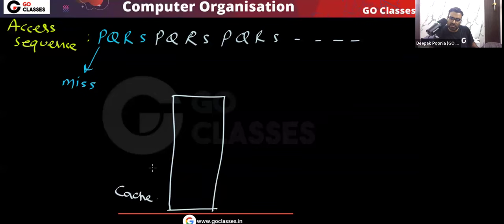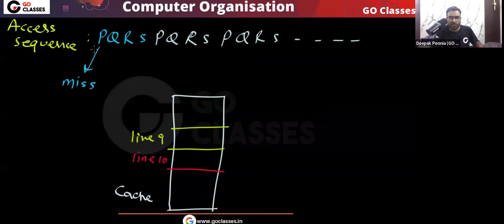This is the cache. And in this cache memory, somewhere there is line 9. Yes or no? And there is line 10. Agree? In this cache memory, there is line 9 and there is line 10. Agree? Yes or no? Very simple.